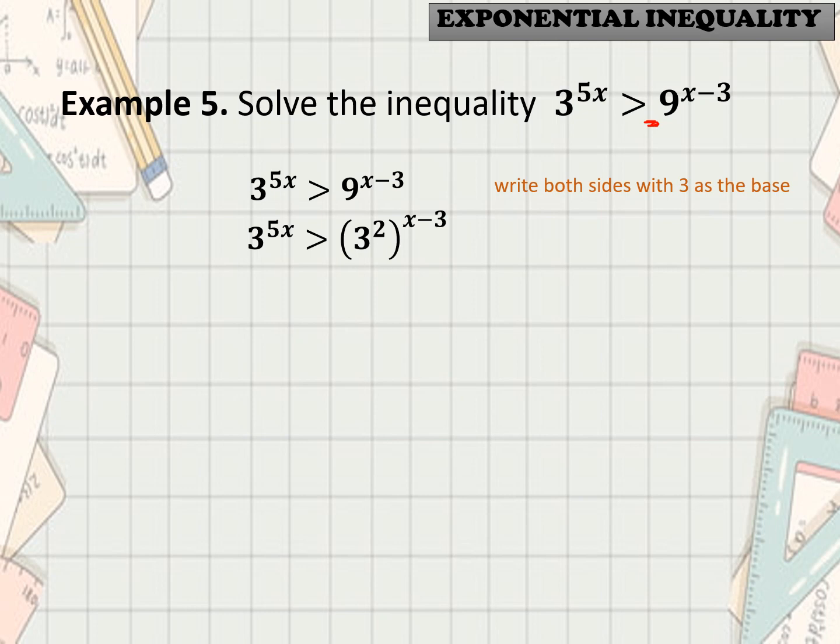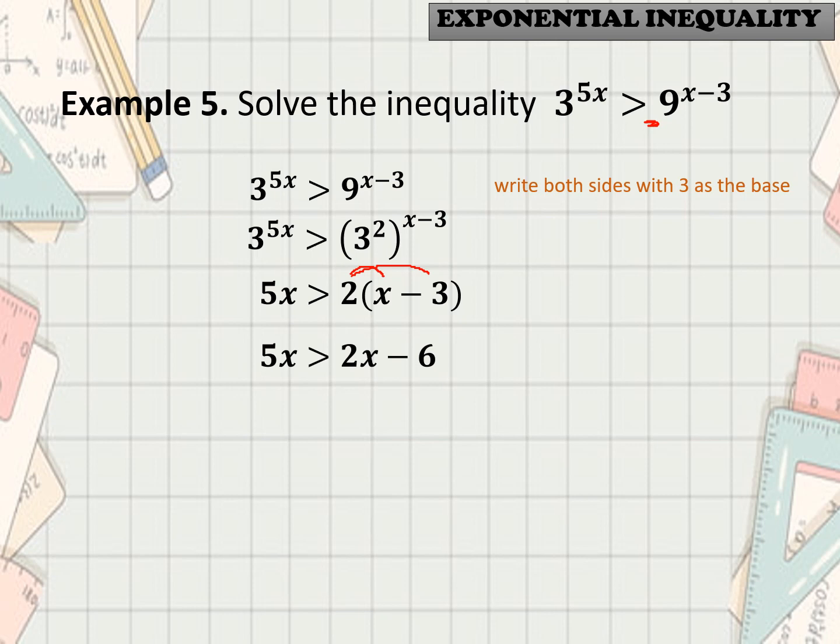Okay, so dito sa left side, meron tayong 5x. Then sa right side naman, 2 times x minus 3. Okay, so distribute natin si 2. So 2 times x is 2x. 2 times negative 3 is negative 6.